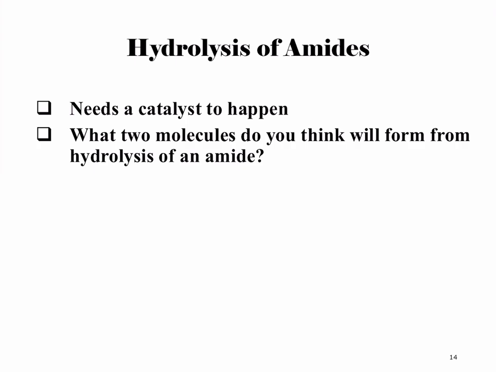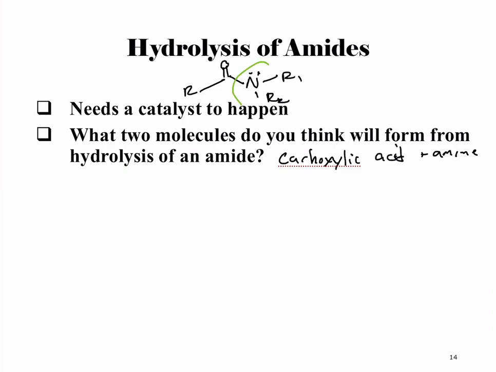And so we need a carboxylic acid and an amine as our products, right? Because for an amide, we have our R1, R2, our amino side, and we have our carboxylic acid side, right? And so if we can identify this, which is always going to be our starting molecule in hydrolysis, you've done all the work for the problem.